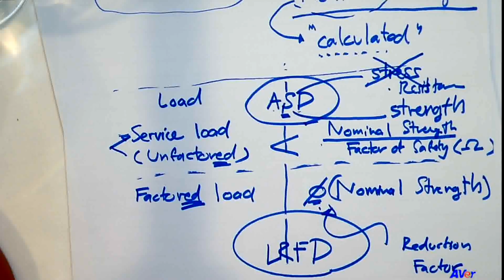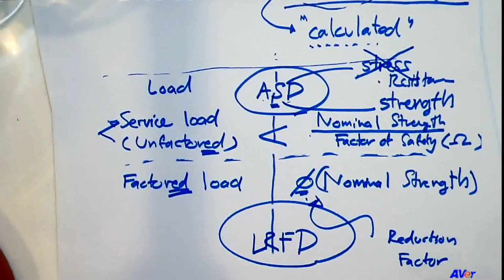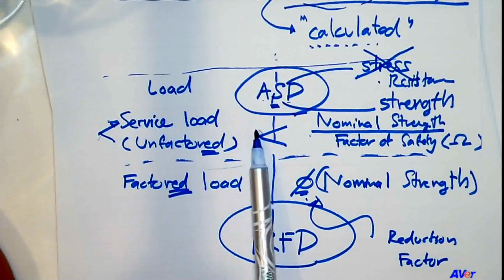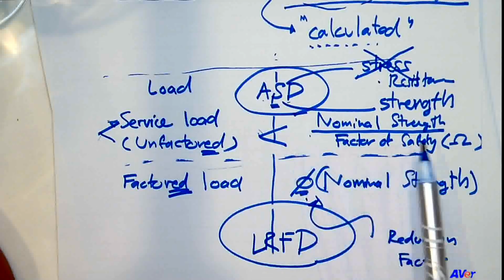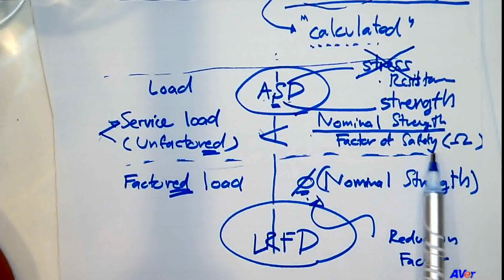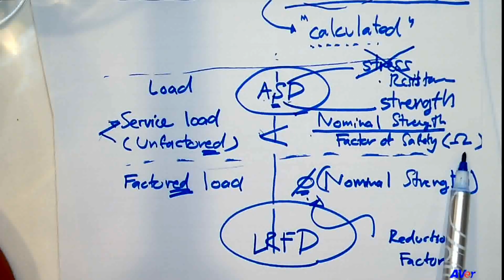So they are the same and different at the same time. They use a different concept. With ASD, they just take the load as it is, but you are not allowed to use the strength up to maximum. You just make sure that everything is safe by simply including the factor of safety in your calculation. And that is ASD.